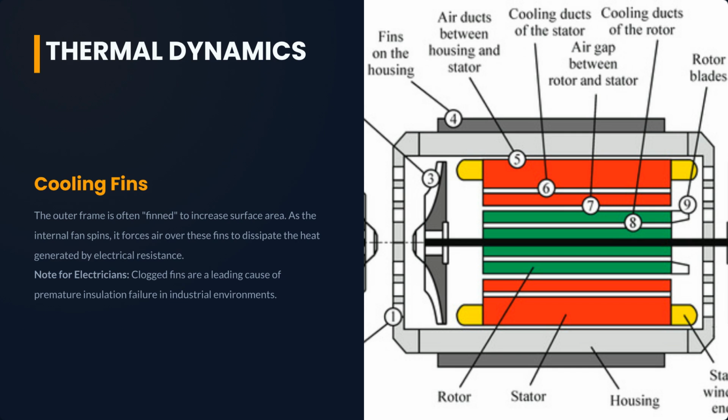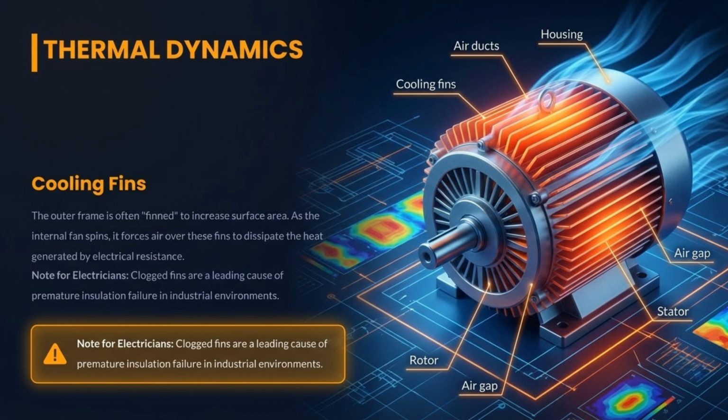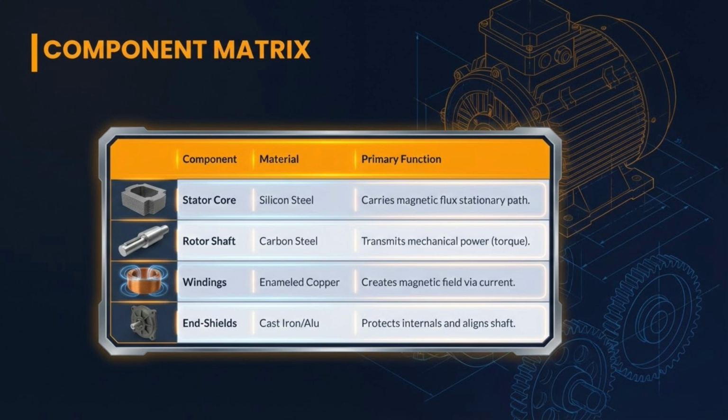Thermal dynamics are managed by cooling fins on the outer frame, increasing surface area for heat dissipation. Clogged fins are a major cause of insulation failure in industrial settings. The cooling process is vital for motor longevity, as the fan forces air over the fins to counter heat generated by electrical resistance. This component matrix summarizes key motor parts.